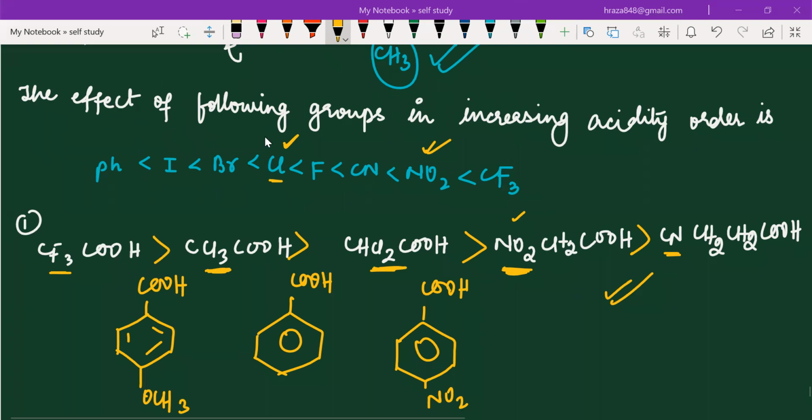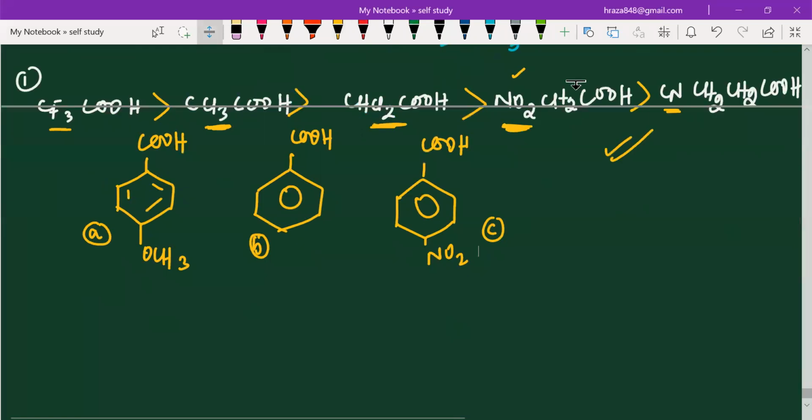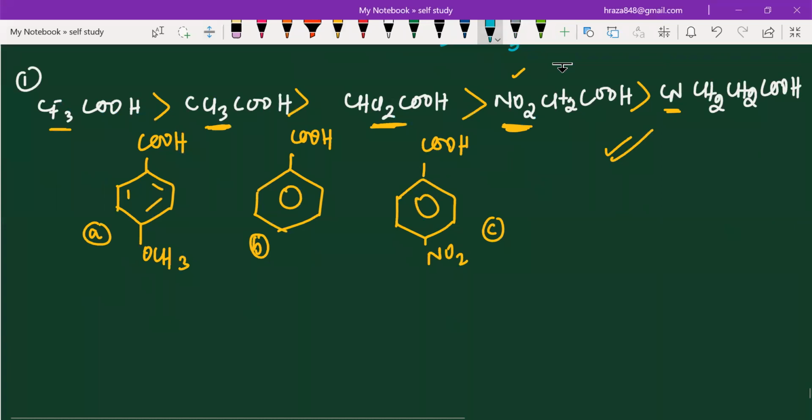So let me know, are you done with this? Yes, sir. So which one is more acidic in this? Let's take A, B, C. Which one is more acidic? A, C, B. No, this is wrong. What about you? Sir, CAB. This is also wrong. Sir, CBA. If I say it is wrong, then what will you say? ABC.